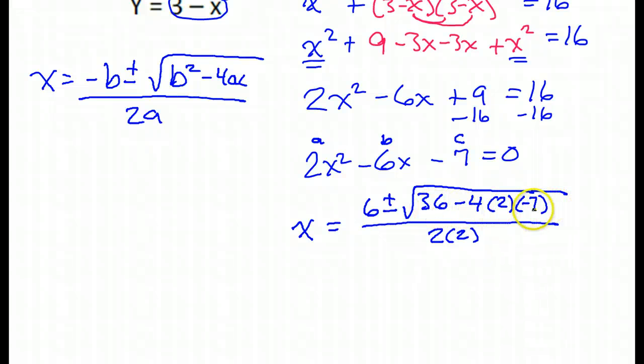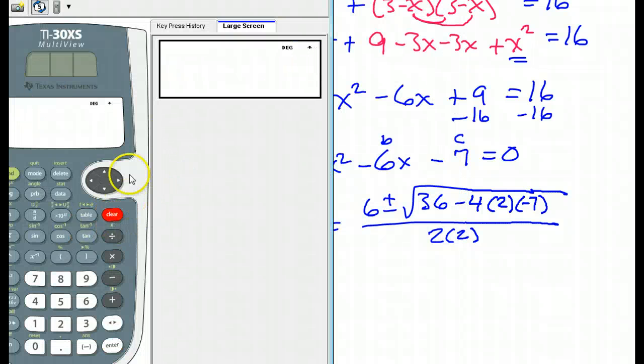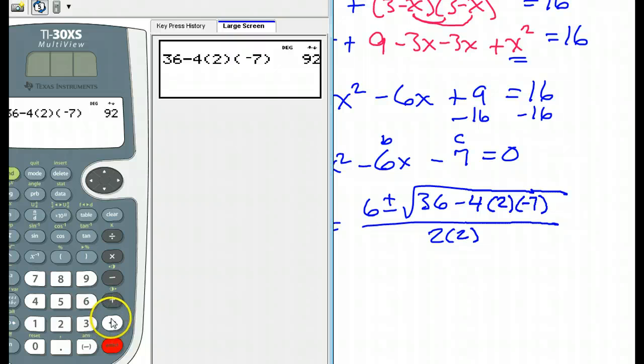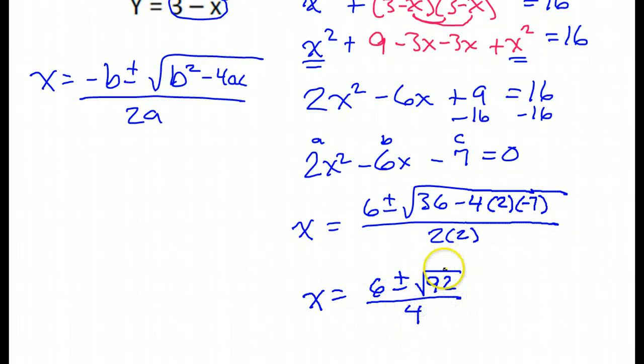Now let's do this part under the radical here. So 36 minus 4 times 2 times negative 7, and that is 92. So I've got x equals 6 plus or minus the square root of 92 over 4.